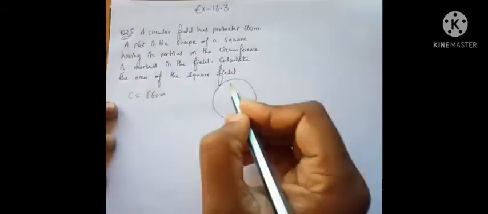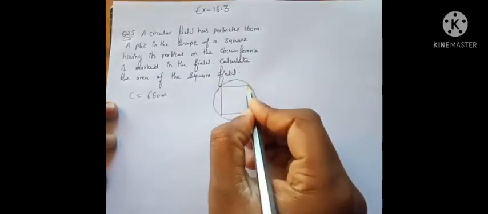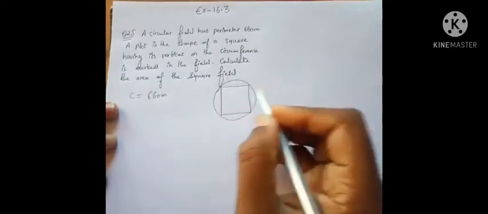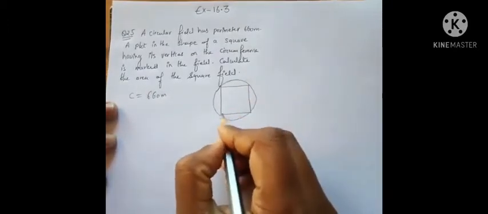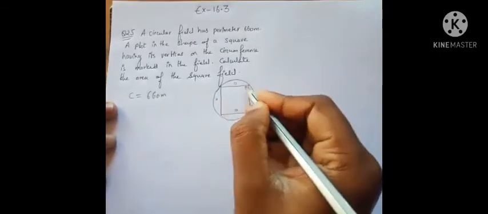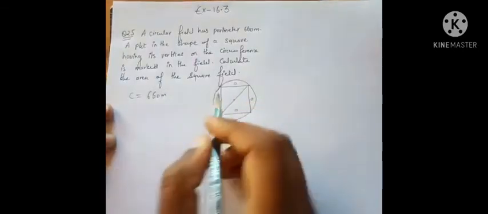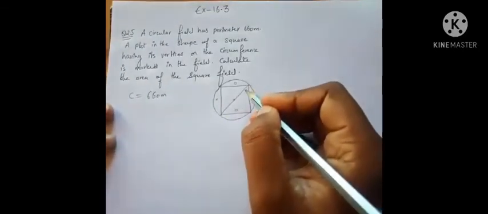A plot in the shape of a square having its vertices on the circumference is marked on the field. Calculate the area of the square. So there is a square being made over here like this. And you know very well that all the sides of a square are the same. If this is A, this is A, this is A. And the diagonal of the square goes through the center of the circle. That's for sure, and this is also the diameter of the circle. Now, let's start solving this question.